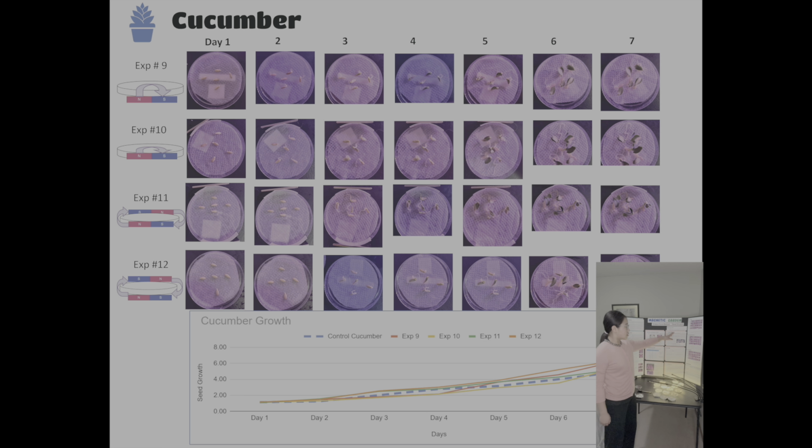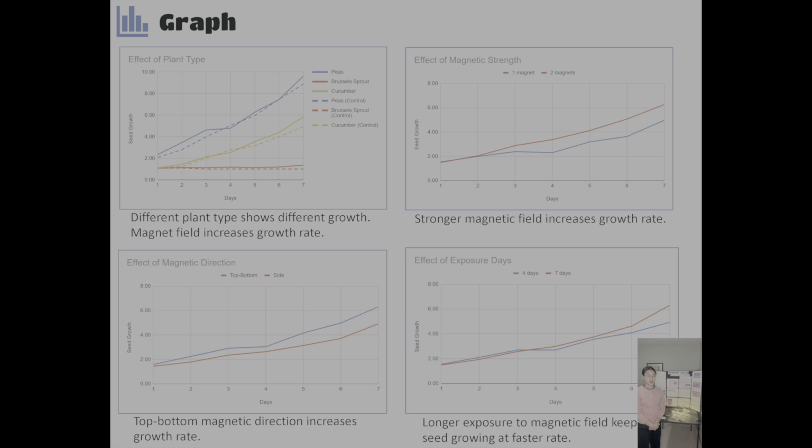So in all 3 of these graphs, the blue line, the dotted one, is the control group, and something in all of the graphs was that the ones that received a magnetic treatment grew taller than the ones that didn't, which indicates that the magnets were helpful. So I plotted all the data into some graphs here.